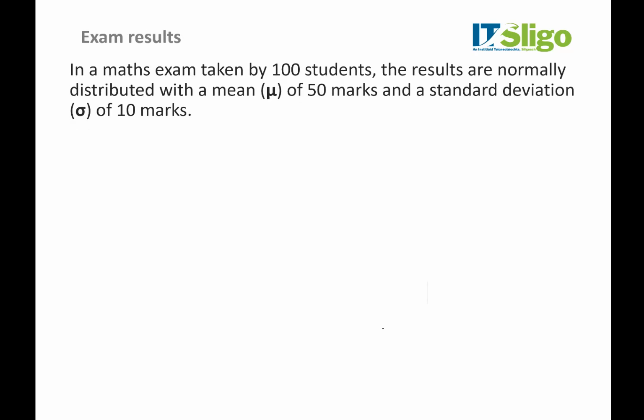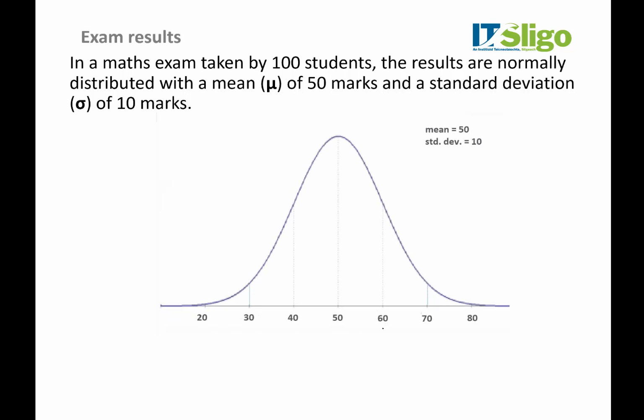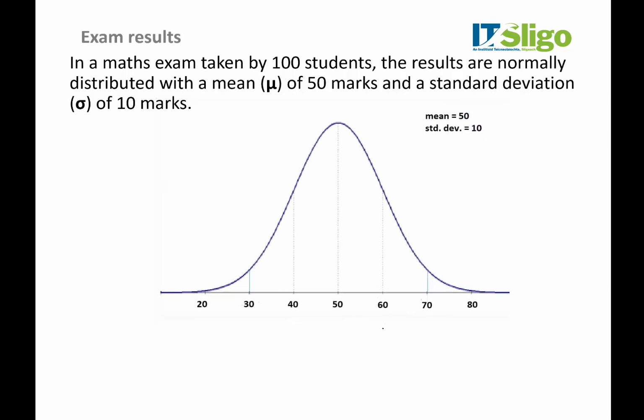So we're just going to take a look at this in maths. This is what I was trying to explain a couple of slides ago. In a maths exam taken by 100 students, the results are normally distributed with a mean of 50 marks and a standard deviation of 10. So this is our curve. Note the mean is in the middle. The curve is symmetrical. We'll talk about that in a little bit.